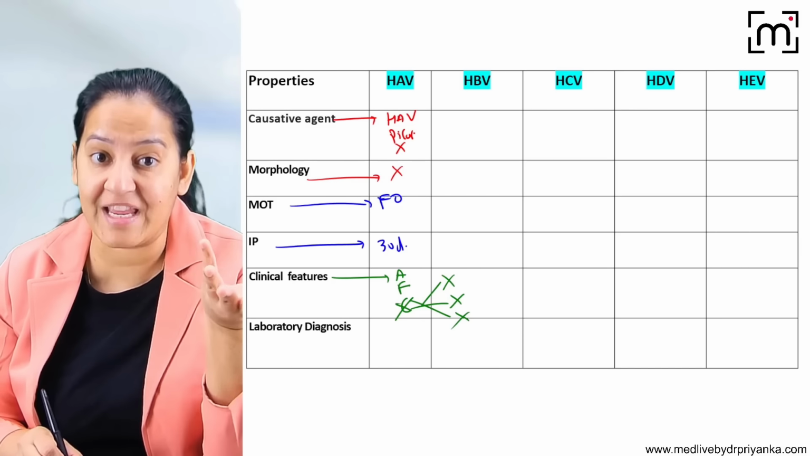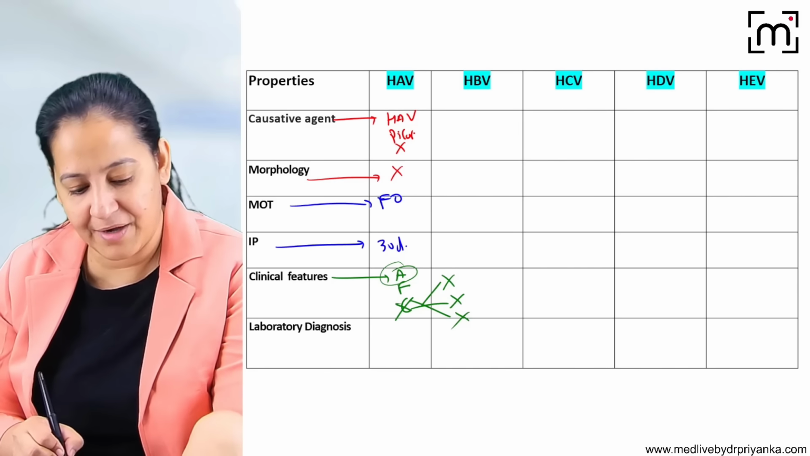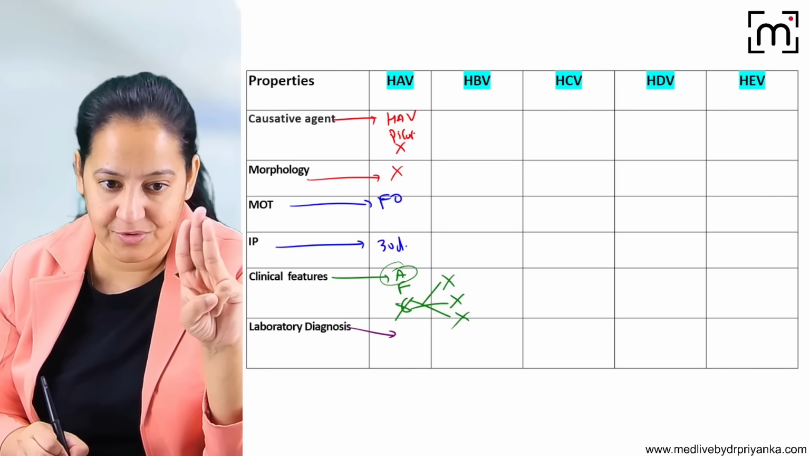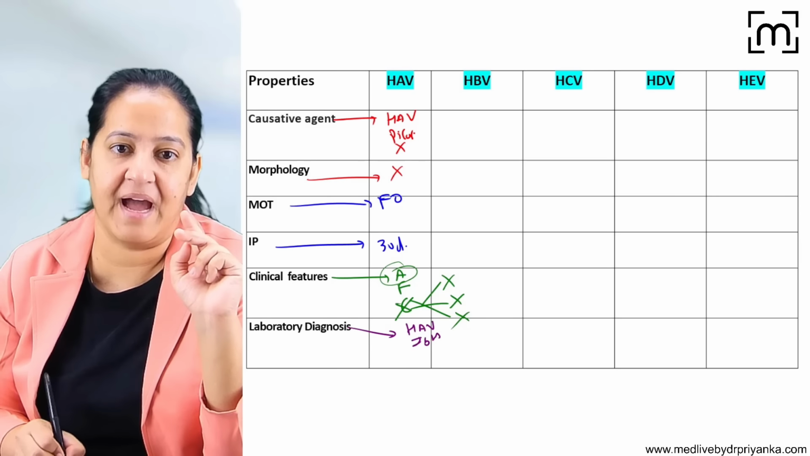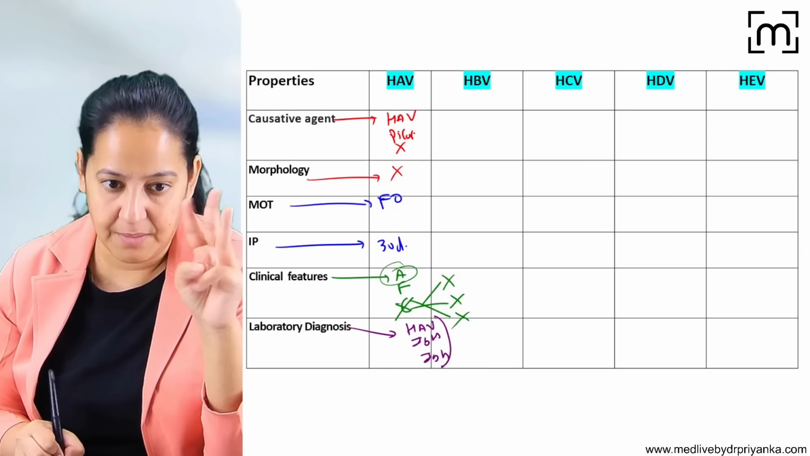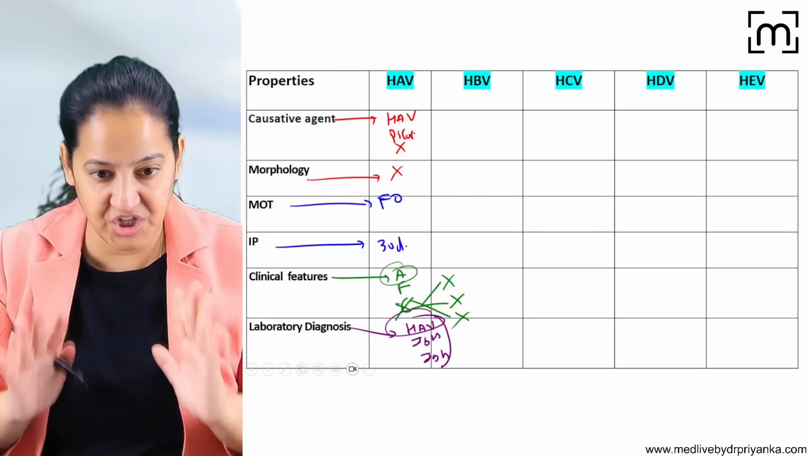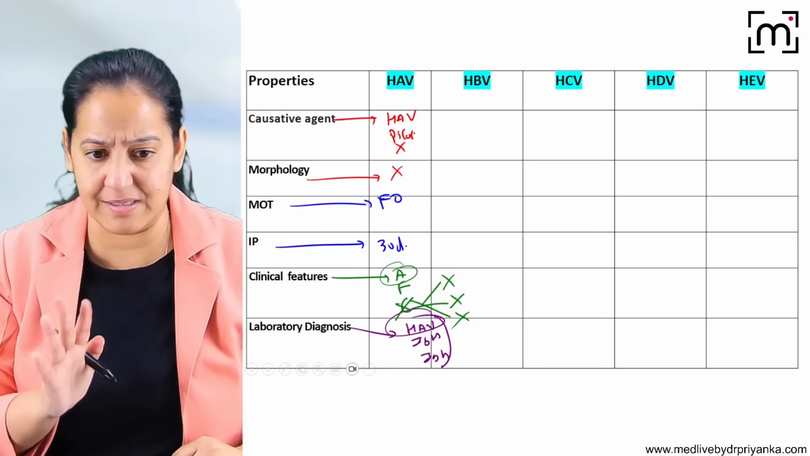It is the most common cause of acute hepatitis in children. And in the lab diagnosis, you have to draw the graph and mention the three things: the virus and the two antibodies, IgM and IgG. In the blood, you can get all three, but in the stools, you get only virus. You have to mention all these things, and it's very simple if you have understood it.